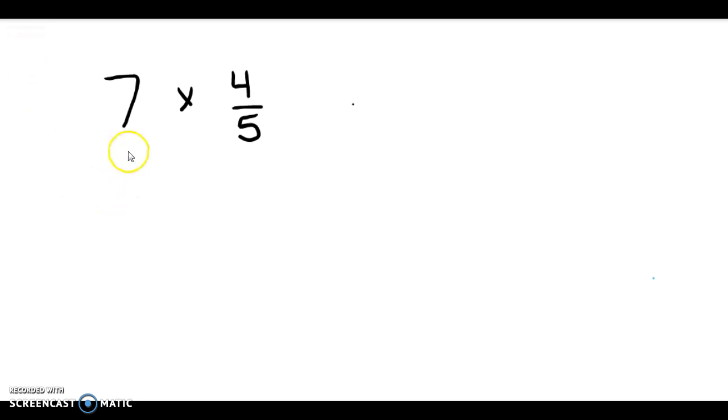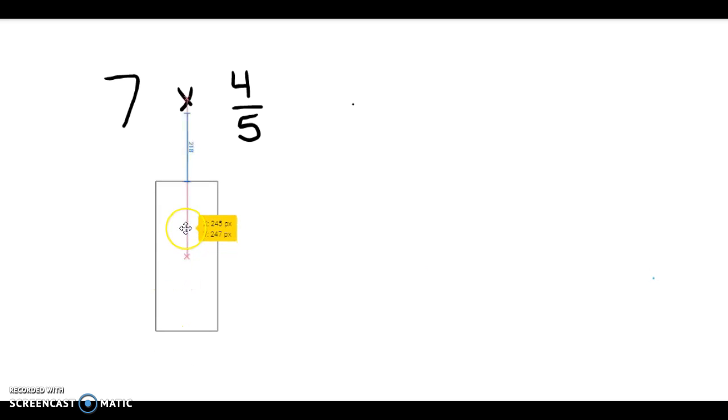So I have the problem 7 times 4/5. A way you can think about this problem is if I have 7 objects and I want 4/5 of every single one of them, how much will I have altogether? So we're going to go ahead and build a rectangle to represent this problem.